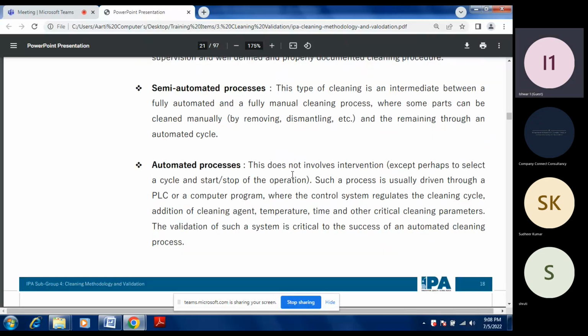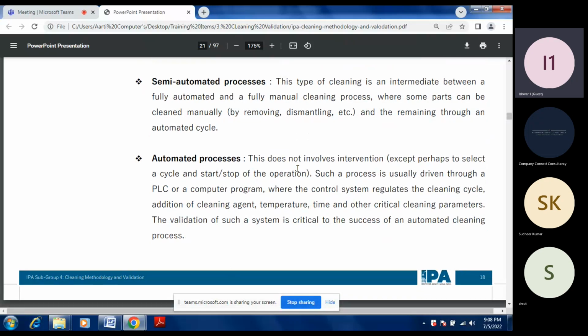Automated process does not involve any intervention of a manual process. Such a process is usually driven through a PLC or computer program, where the control system regulates the cleaning cycles, addition of the cleaning agent, temperature, time, and other cleaning parameters. The cleaning of such a system is critical to the surface of an automated cleaning process.